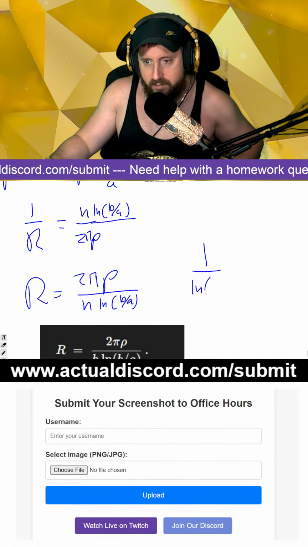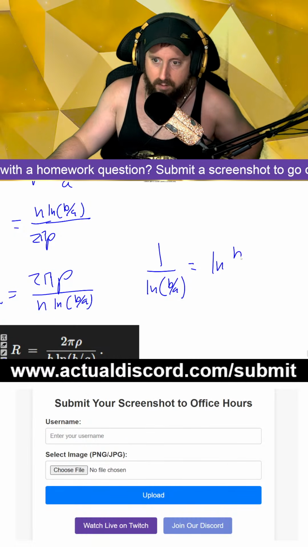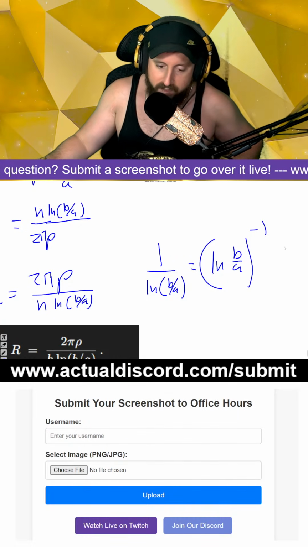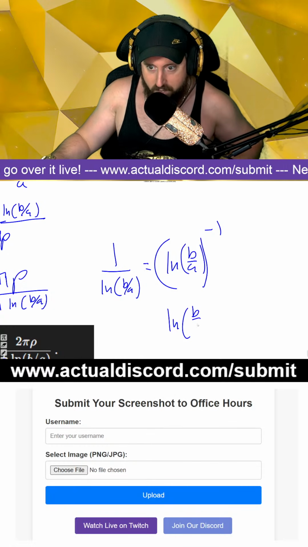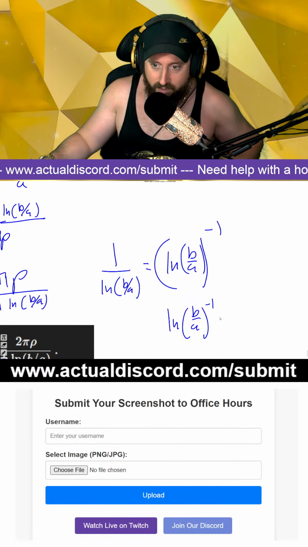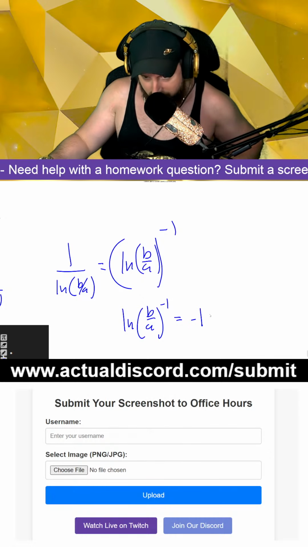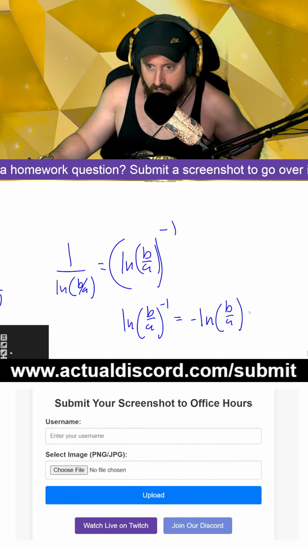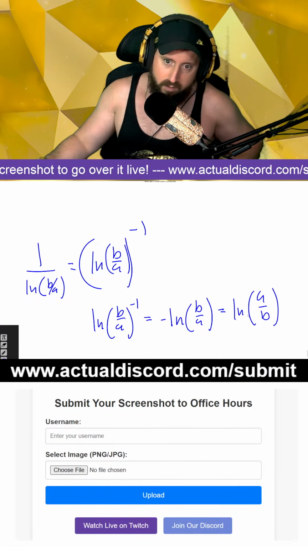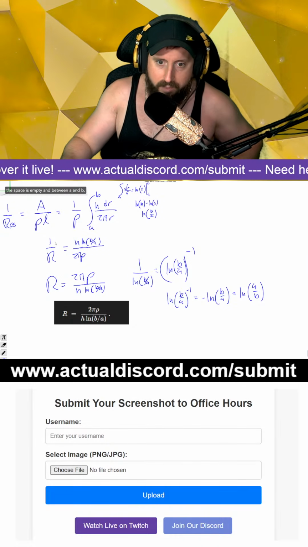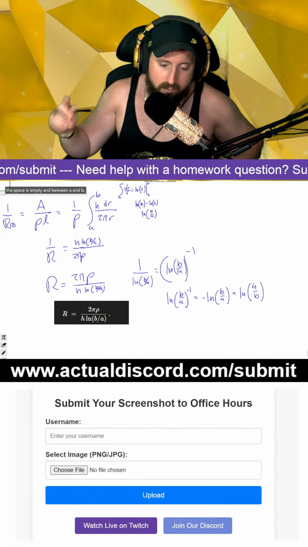So 1 over the ln of b over a is the same thing as the ln of b over a all to the negative 1. This is different than, for instance, the ln of b over a to the negative 1. In that case, this is the same thing as negative ln of b over a, and it's also equal to the ln of a over b. But when I invert this, I'm inverting the whole expression, so I'm inverting the whole ln. I'm not inverting just the argument.